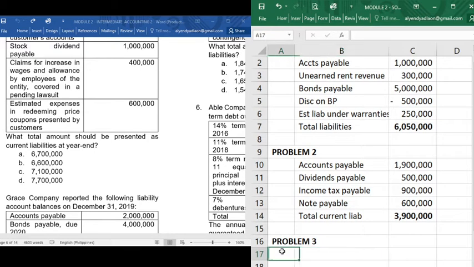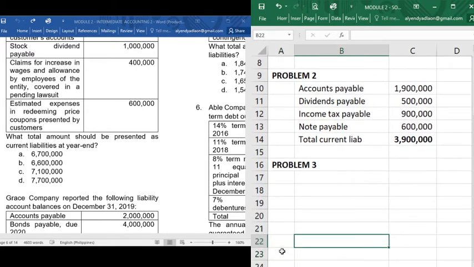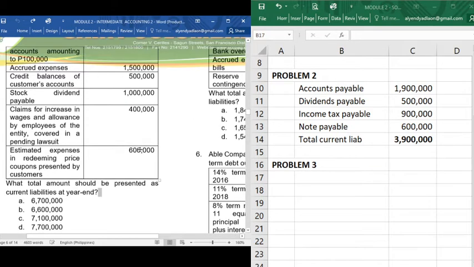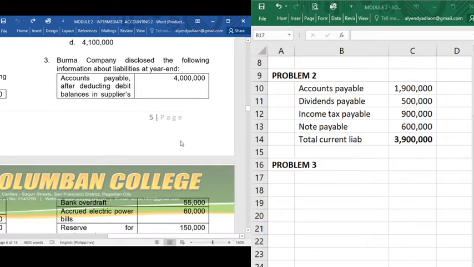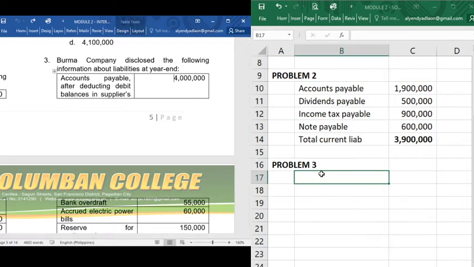So again, we have to consider the characteristics of the current liabilities, namely, when such liability is to be paid within the normal operating cycle of the business, when the purpose of it is trading, when it is expected to be paid within 12 months, and when there is no unconditional right to defer settlement for at least 12 months after the reporting period. Okay, I've already discussed that during our video conference. Alright, so let us find the current liabilities in this problem. Burma Company disclosed the following information about liabilities at year end.